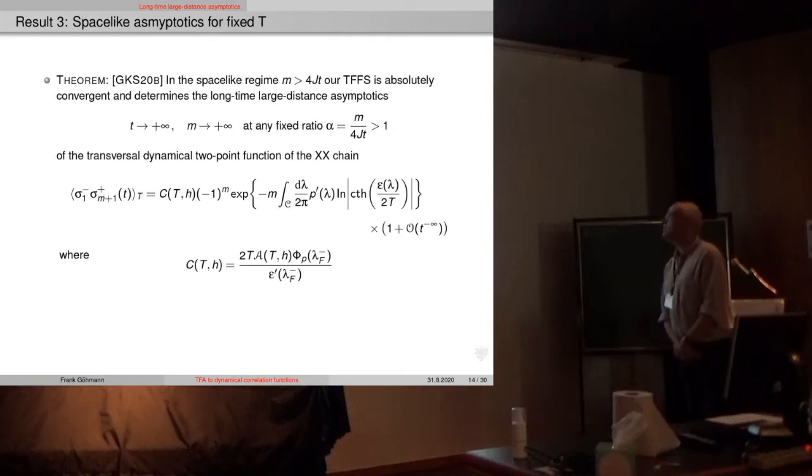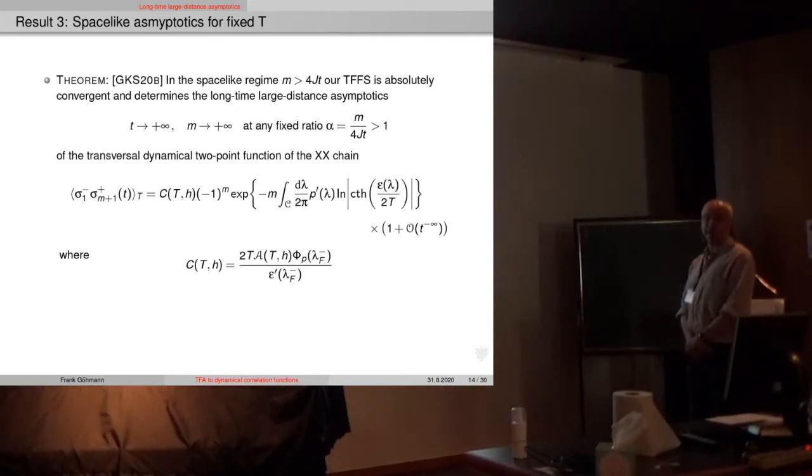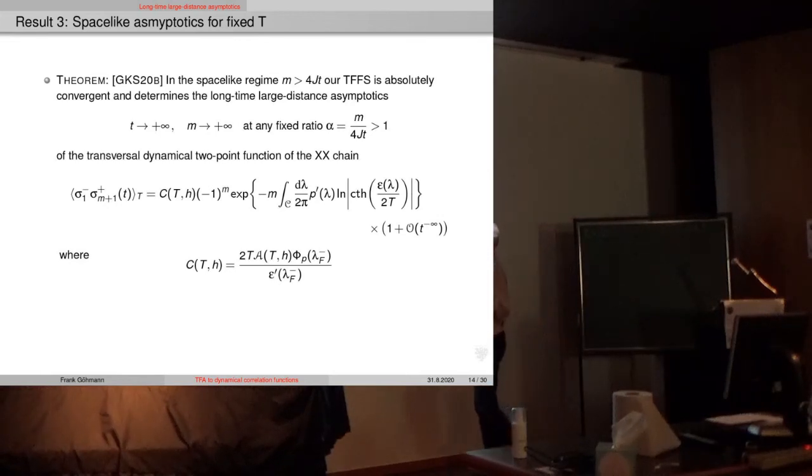So in this recent paper, we showed that in the space-like regime, if you remember the picture which I showed you before, there were blue dots and red dots. Red dots were time-like and blue dots space-like regime, and here is also a space-like and a time-like regime. And in the space-like regime, we could show that this form factor series is absolutely convergent and determines the long time large distance asymptotics in a very simple way. So here's the asymptotics, it's a constant term, this oscillating term, and then some exponentially decaying term. And we can estimate the corrections.